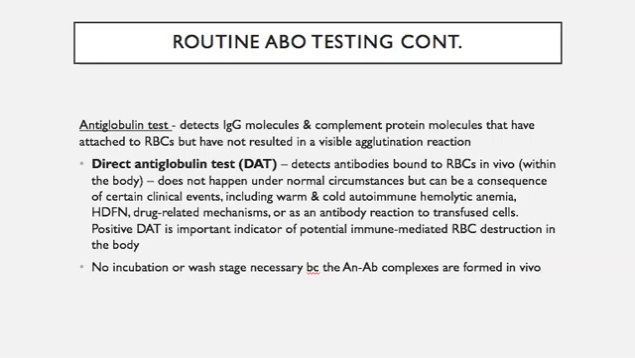Okay. The direct antiglobulin test, or DAT, detects antibodies bound to red cells in vivo. The IAT is something where we're inducing that reaction in a test tube. The DAT detects antibodies that have been bound in the patient's body. It does not happen under normal circumstances, but it can be a consequence of some clinical events, like if the patient has warm or cold autoimmune hemolytic anemia, hemolytic disease of the fetus and newborn, drug-related mechanisms, or an antibody reaction to transfused red cells.